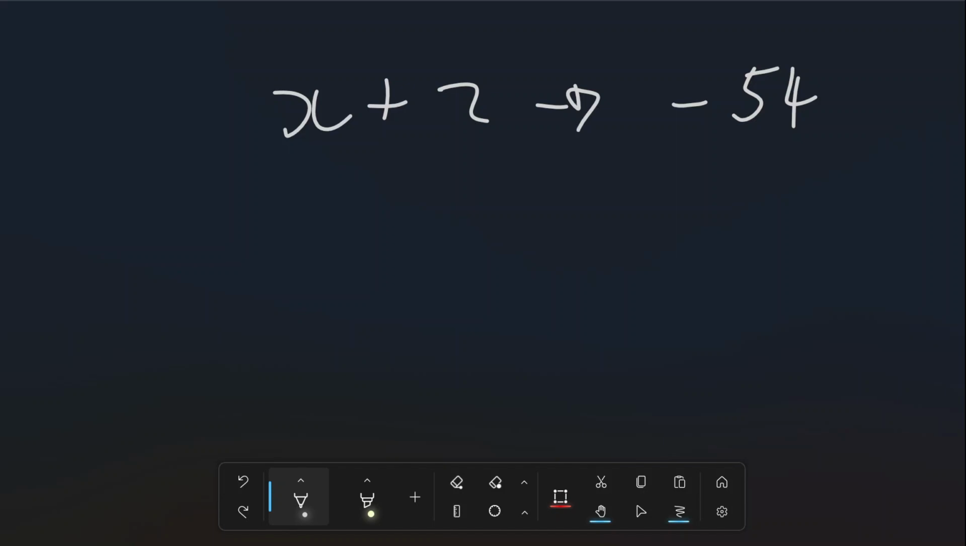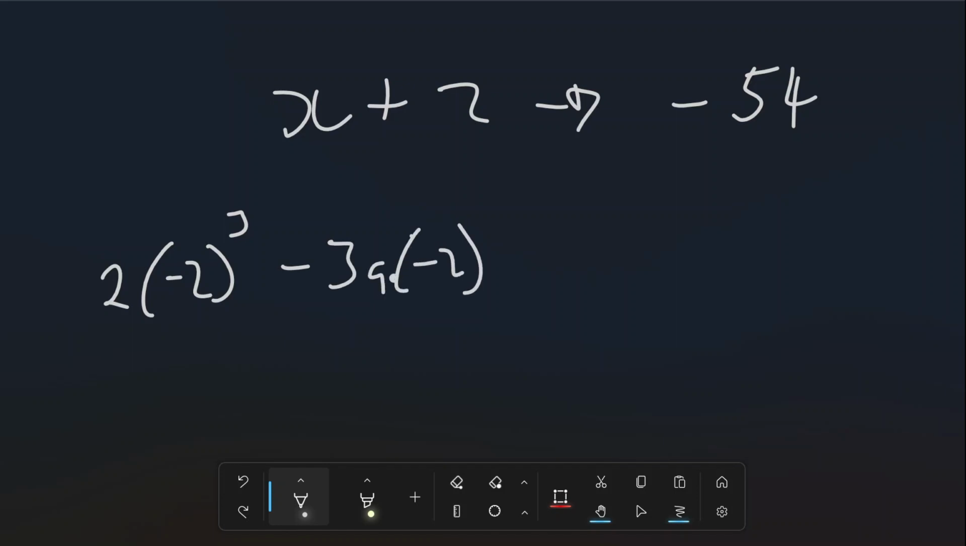It's minus 2, right? So when we substitute minus 2 into our main polynomial, equation 1, we have 2 times minus 2 to the power of 3 minus 3a times minus 2 squared plus a times minus 2 plus b equal to minus 54.